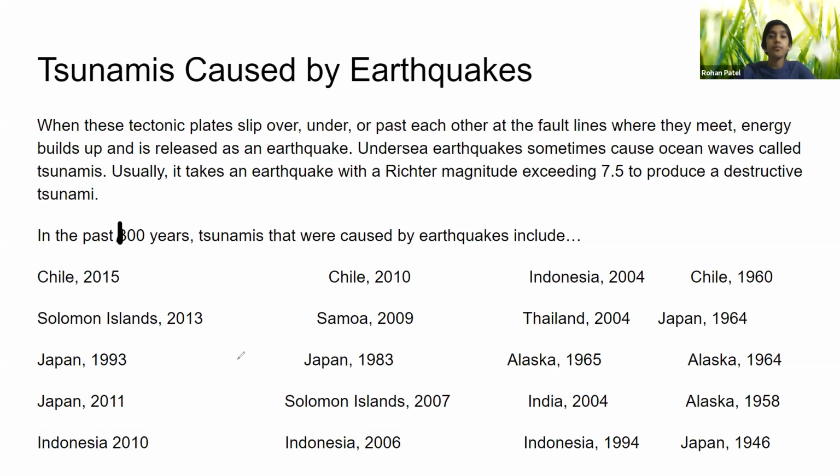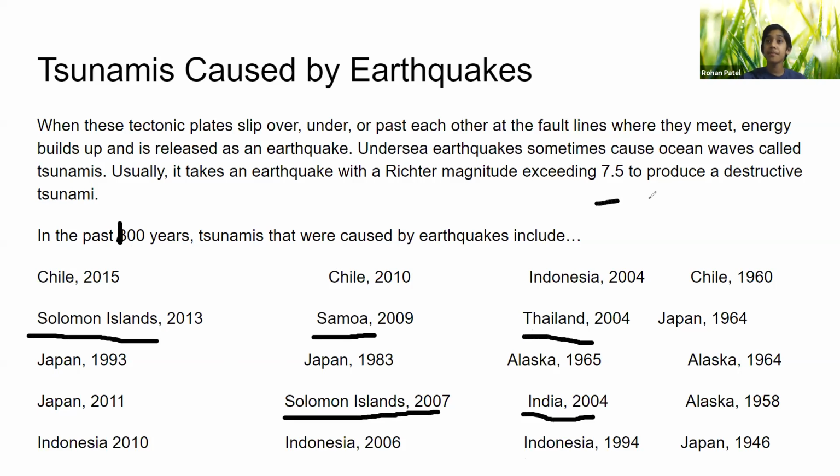That should be okay. But if we look at this, I'll just quickly tell you, the Solomon Islands and Samoa are part of Polynesia, all those small islands. And if we think about it, India and Thailand are part of the Indian Ocean, and the other ones are part of the Pacific Ocean. And the Alaska ones are partly part of the Arctic Ocean.